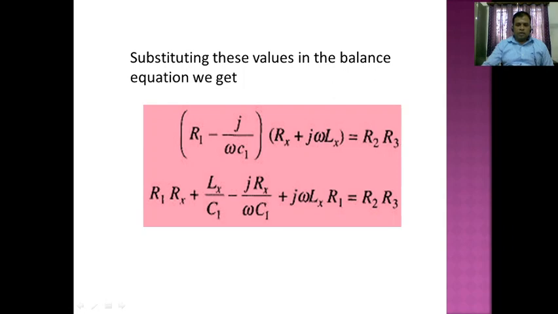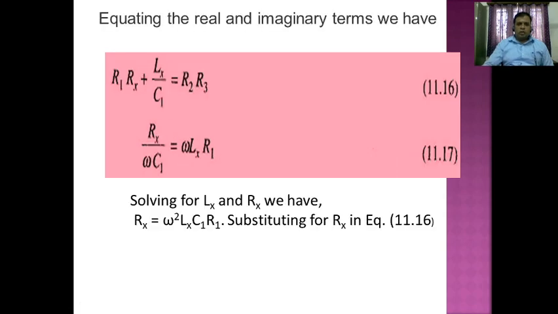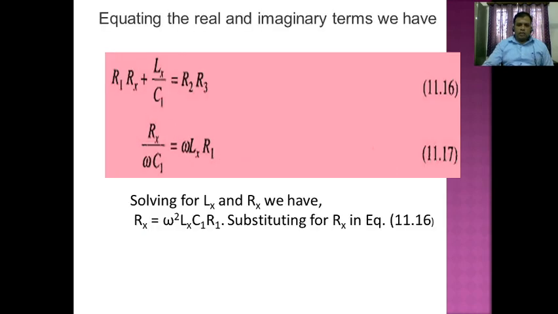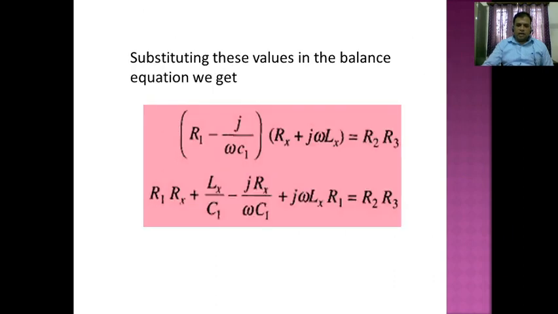This is one of the balanced equations, where we have R1 Rx plus Lx by C1 minus j Rx by omega C1 plus j omega Lx R1 is equal to R2 R3. Now equating the real and imaginary terms, we have R1 Rx plus Lx by C1 is equal to R2 R3, and Rx by omega C1 is equal to omega Lx R1.